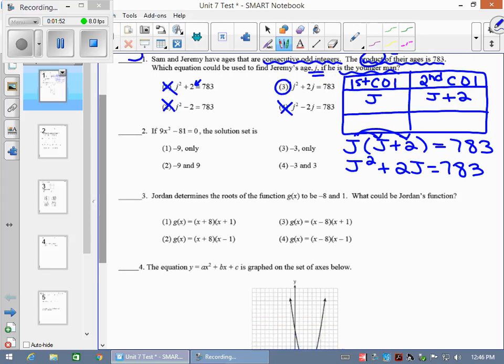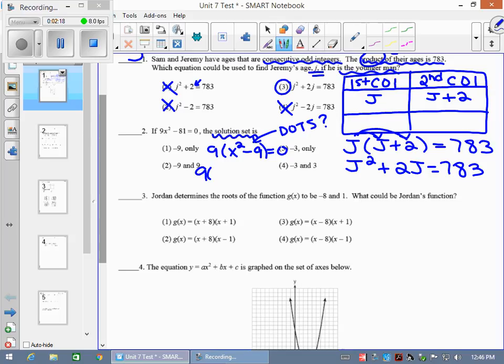Question 2. I have a quadratic, 9x squared minus 81 equals 0. They want me to find the solution set, meaning solve for x. First thing I always look for when attempting to factor a quadratic is a GCF. There is a GCF here of 9, so if I factor that out, I'm left with x squared minus 9 equals 0. Now I ask myself, is this dots or tram? Well, since it's two terms, it could be dots. It is, so I can go one step further.